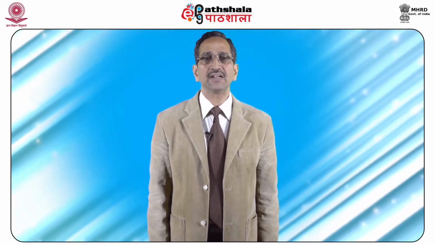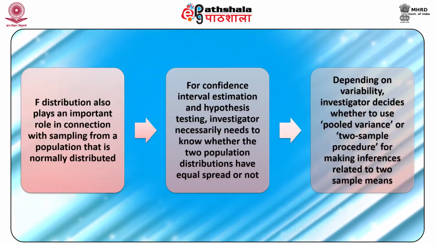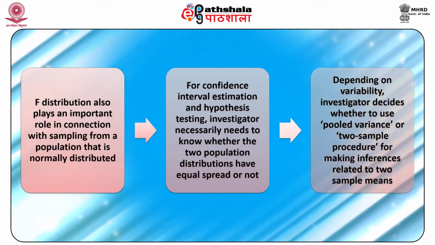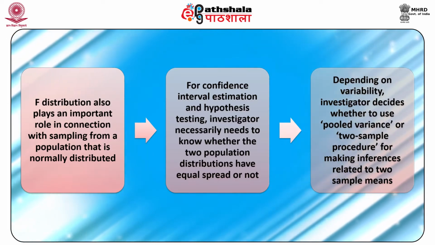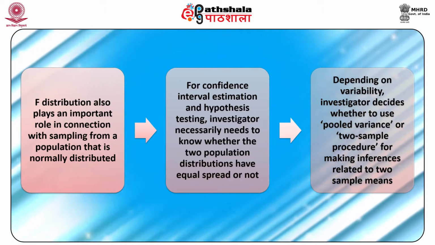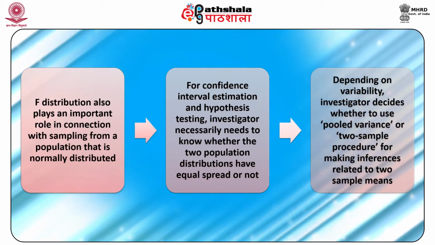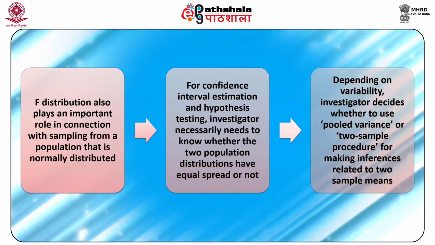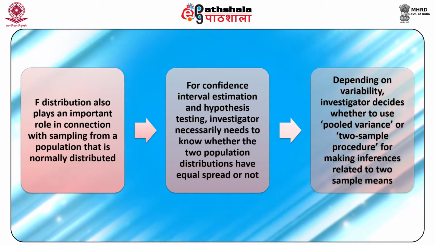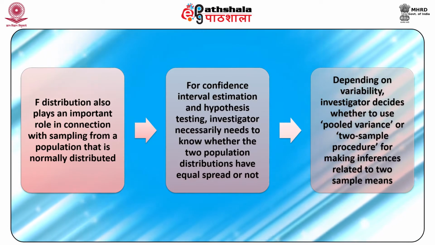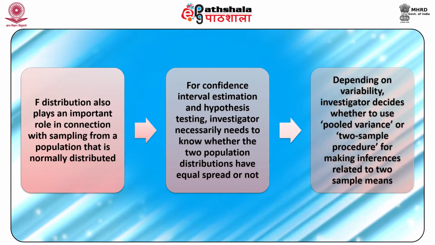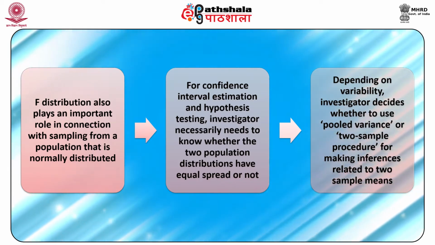So the question is, what is the F distribution? Let us understand this F distribution. In addition to the T distribution, the F distribution also plays an important role in connection with sampling from a population that is normally distributed. While doing confidence interval estimation and hypothesis testing that involve two different population distributions, the investigator necessarily needs to know whether the two population distributions have equal spread or not.